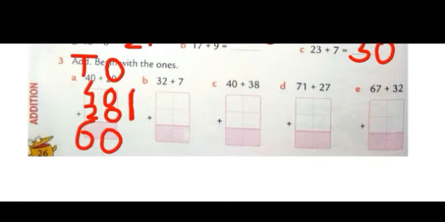Same way, see the next example. 32 and 7. Here, the second number is only given 7. There is not only ones digit is given. There is nothing in the tens. So remember to write it in the ones place only. Let's begin now.